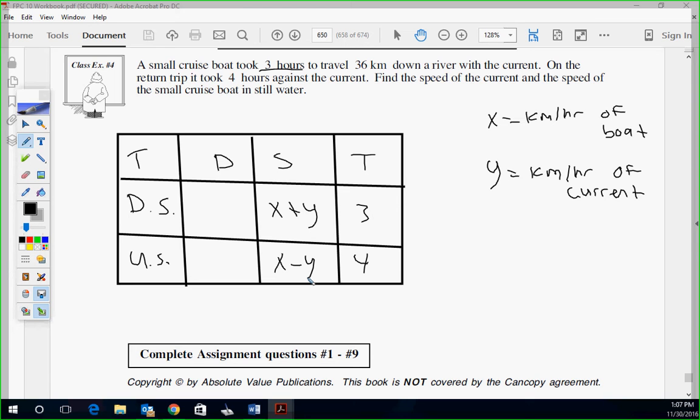Okay. Distance. How do we express distance? What's distance you said earlier, Hannah? It's speed times time, right? So it's just these times each other. Okay, hold on, one question at a time. Yep. So we'll set these equal to 36. That'll be part of our equation.